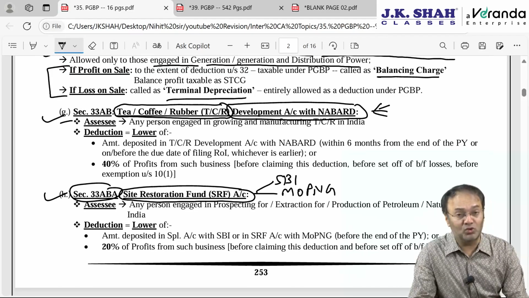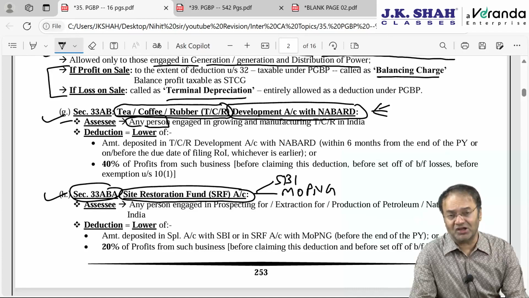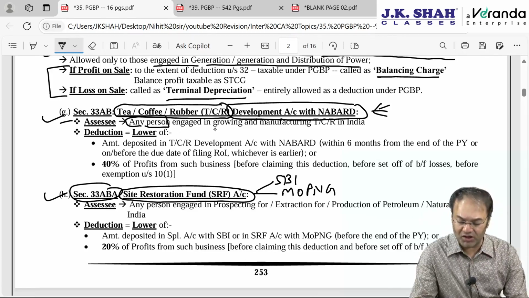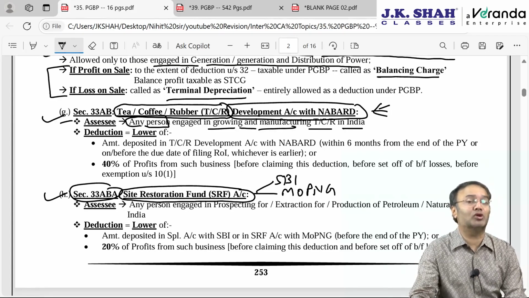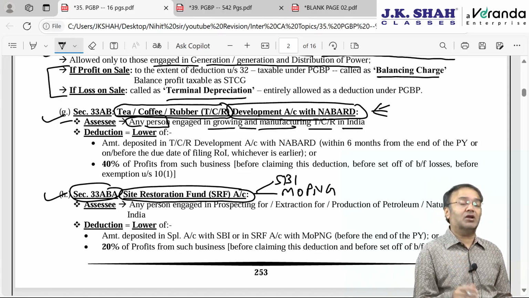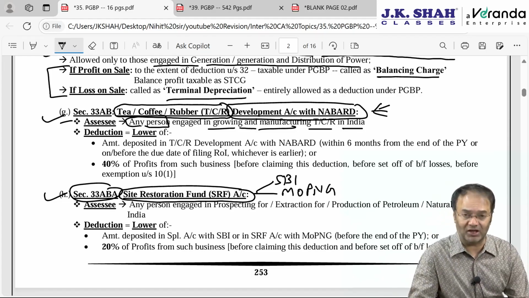So first point is who is the eligible assessee? Answer: any person, provided that person is engaged in growing and manufacturing, both the businesses, growing plus manufacturing of tea, coffee, rubber in India, not outside India, in India, and that too both the businesses. If he is only into growing of tea, coffee, rubber, then the entire income could be exempt under section 10 clause 1, that is agricultural income. If he is into growing plus manufacturing, then only this section is applicable.